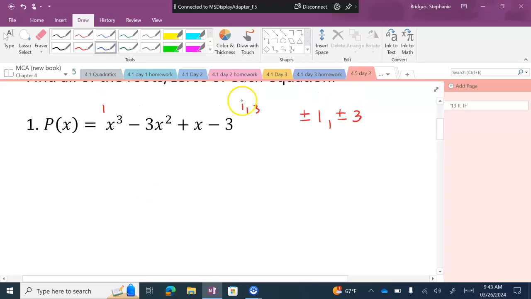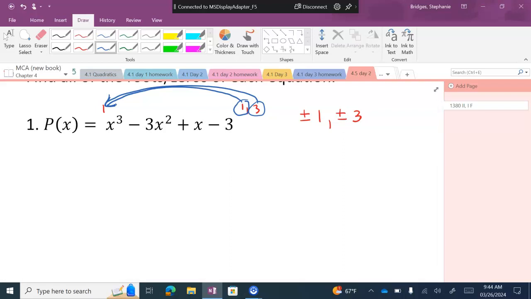Dividing this number by that number. 1 divided by 1 is 1. And then we do the same thing with the second number. Okay, so that doesn't mean that all 4 of those are solutions. That means that those are possible rational solutions.